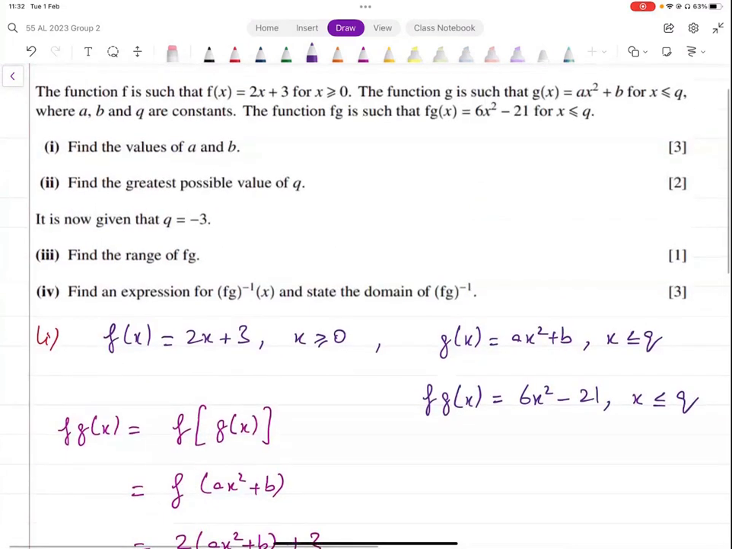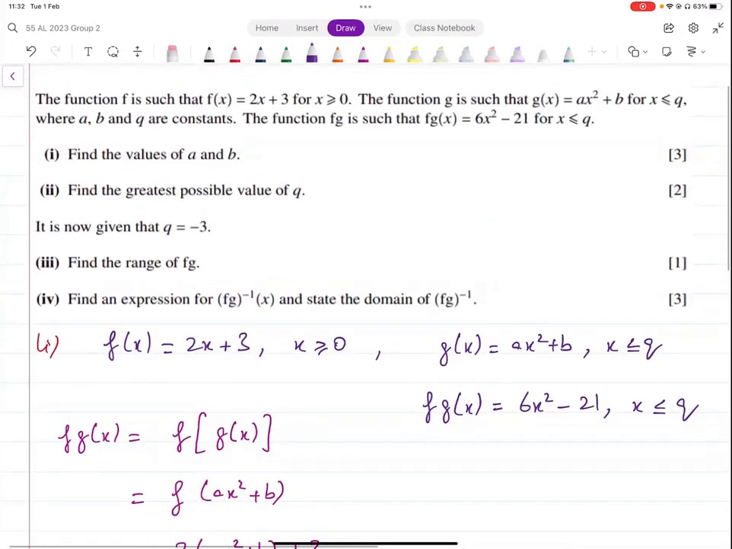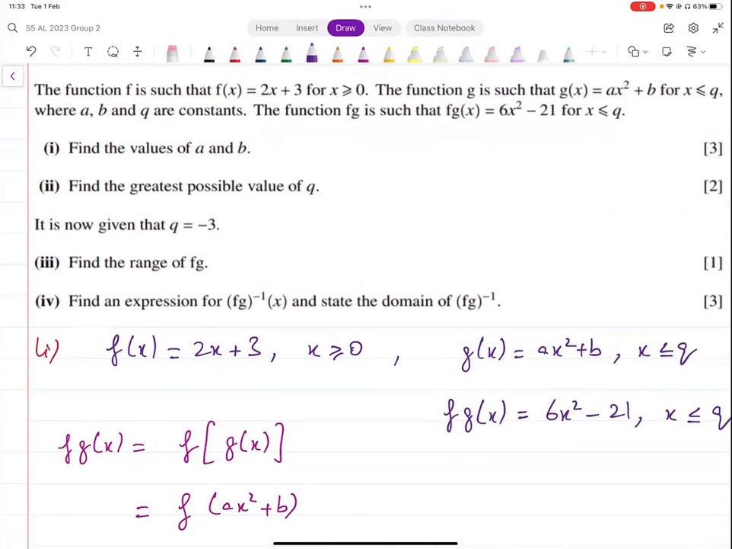So I'll actually just give you a minute to note any important information from the question so that you have it in front of you when you're doing the rest of the parts. So you can write down the functions that you have, f of x, g of x, their domains, and the function fg of x, so that you know what information we are given in the question when we are doing the rest of the parts.